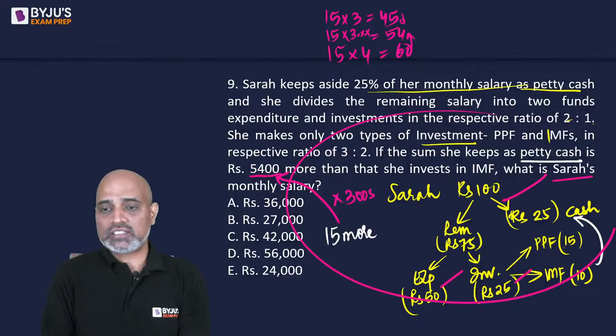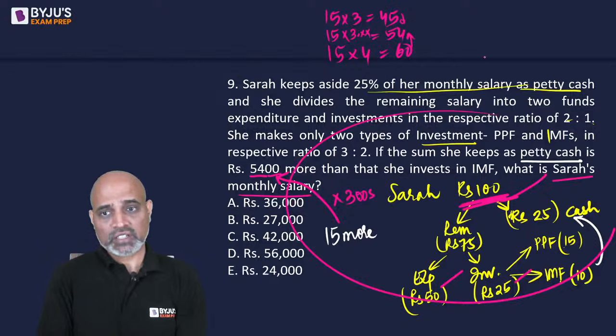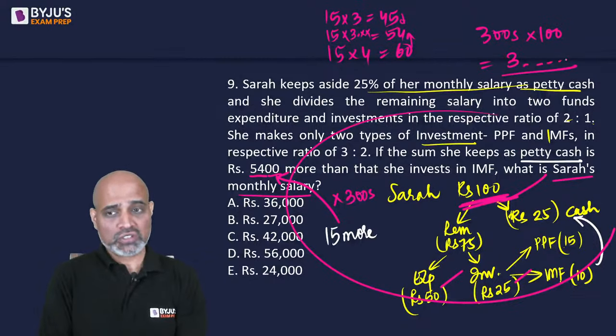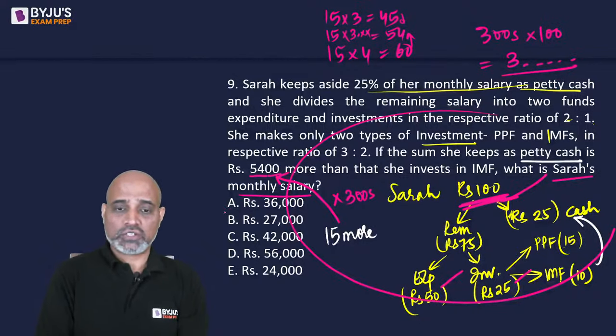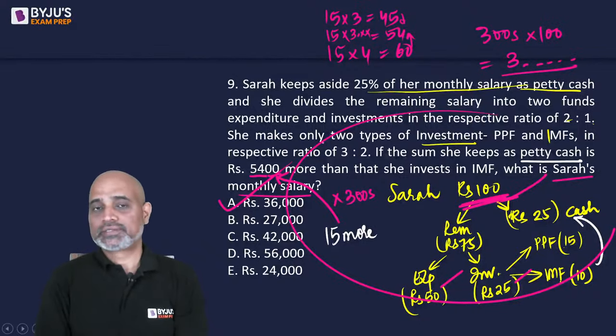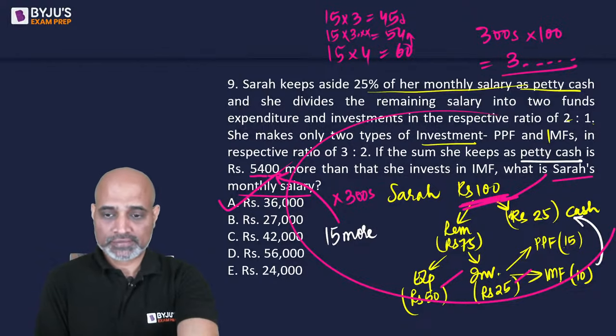Question asked is Sarah's monthly salary. So we will only do this 300 times. So 300 some number into 100 will be a number that starts with 3. I hope that is not an issue. Simple maths. So there is only one option that starts with 3. Okay.